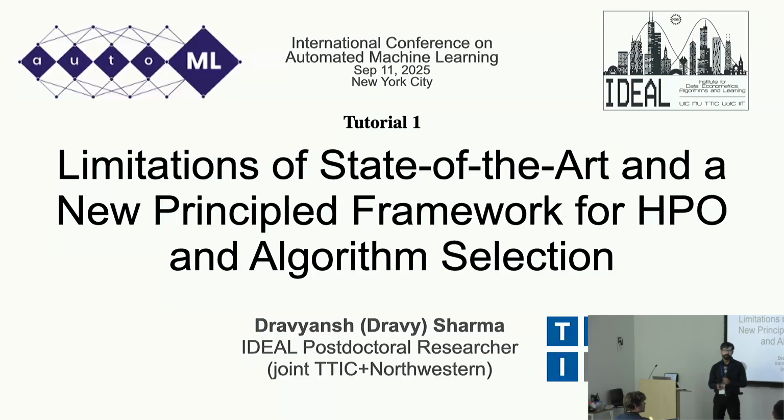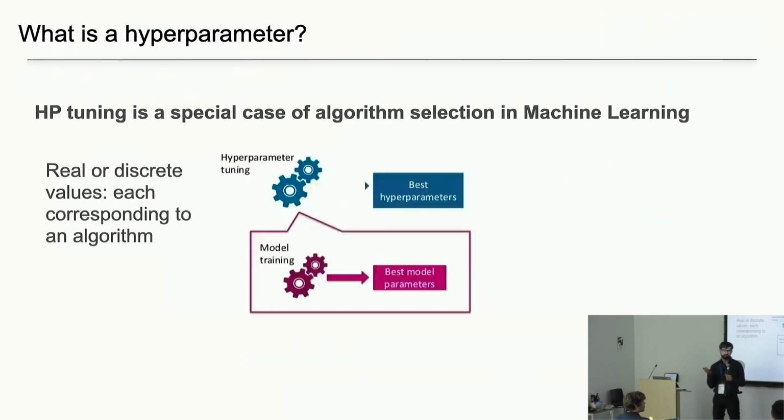So let's get started. I'll start with just reminding everyone what a hyperparameter is. It's not needed at this conference, but from a principled perspective, one lens of viewing it is as a special case of algorithm selection in machine learning, because you can think of each real or discrete value of a hyperparameter as corresponding to a unique algorithm, and by tuning hyperparameters, you're also tuning algorithms. You normally think of algorithm selection as deciding between decision trees or neural networks, but technically you can even view hyperparameter selection as a kind of algorithm selection.